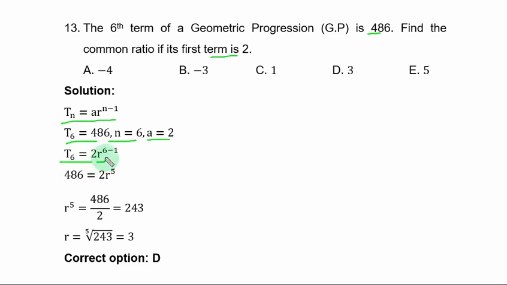That is r to the power of 6 minus 1. That simplifies to this. To get r to the power 5, divide both sides by 2, and you have 243. To get r, you need to take the fifth root of 243, and that is 3. The correct option is D.